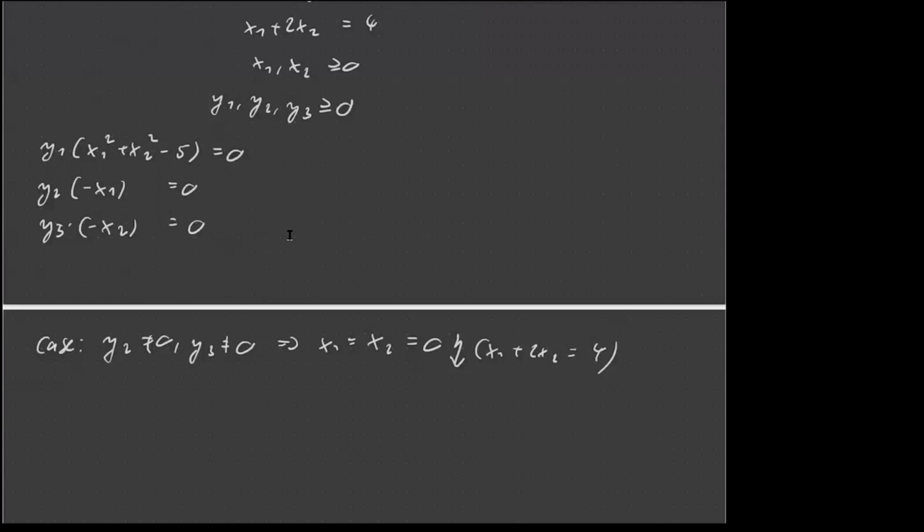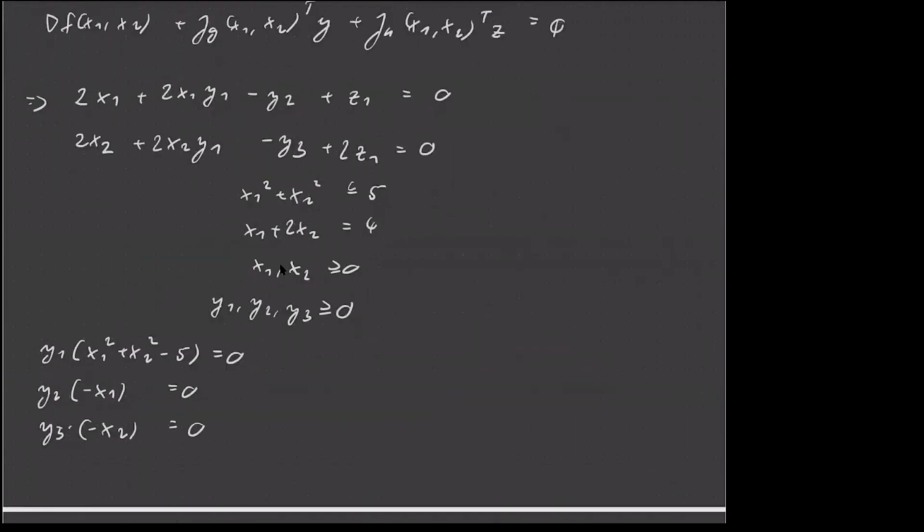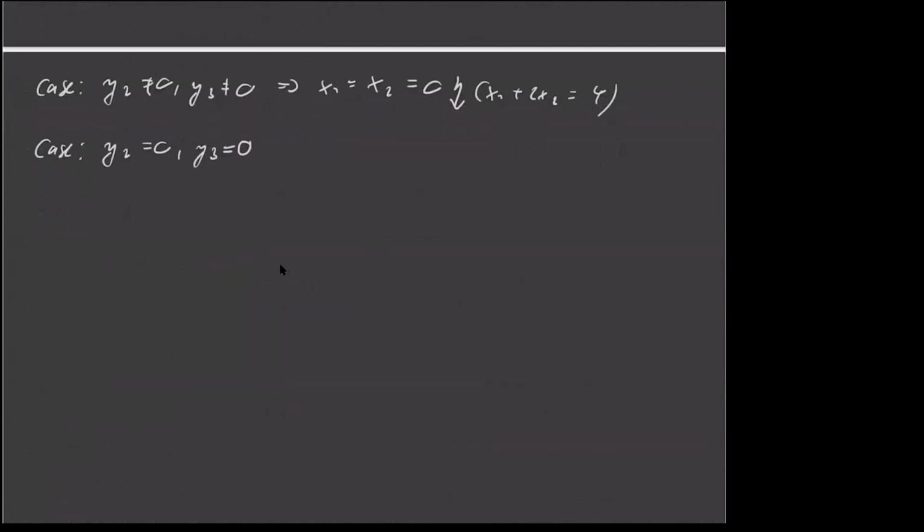So let's start with the case where y2 is 0 and y3 is also 0. Let's try to see what happens then. So if those are 0, then that means the x's may take on whatever value they want, as long as it's non-negative, of course. And some of the equations become a lot easier. So let's copy that here.